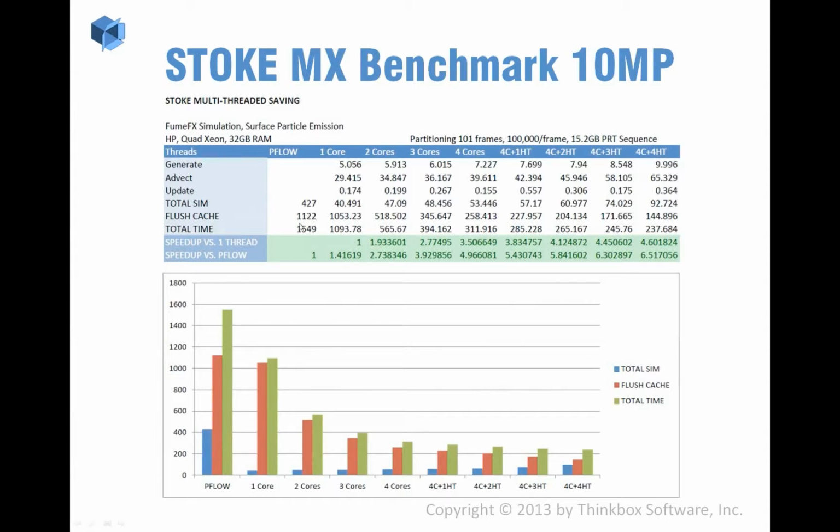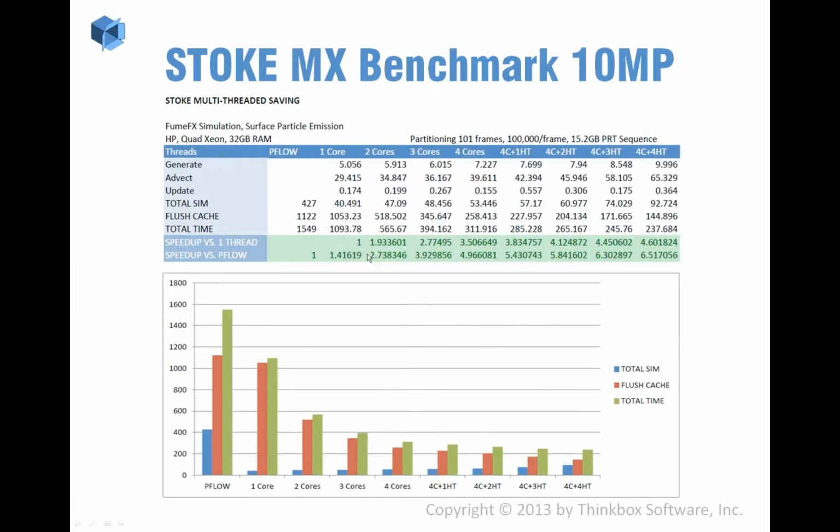And then comes the saving time. I call it flush cache time, but that's pretty much the time from the beginning of the simulation until the last frame was written to disk after the simulation finished. It took 1,549 seconds to do it with pflow, and it took 1,093 on a single core saving. That's the worst case scenario in Stoke, and this is what we had in the very beginning of our development. We are saving on a single thread, and we were 10 times faster to simulate, but only 1.5 times faster altogether, because the saving was so slow.